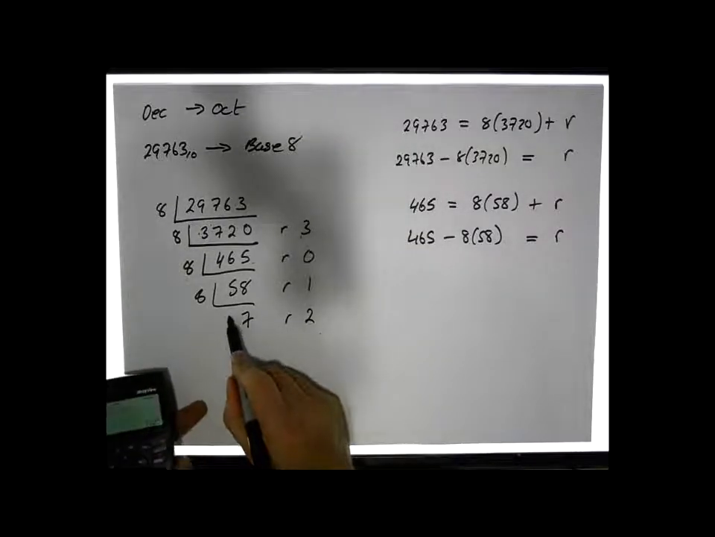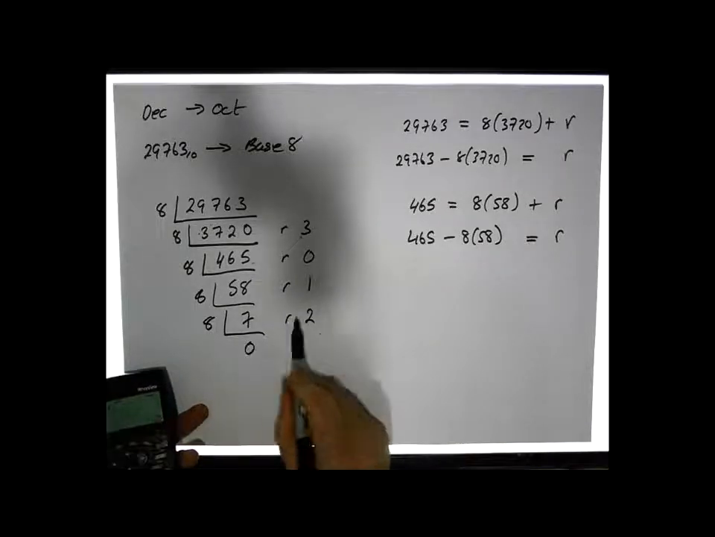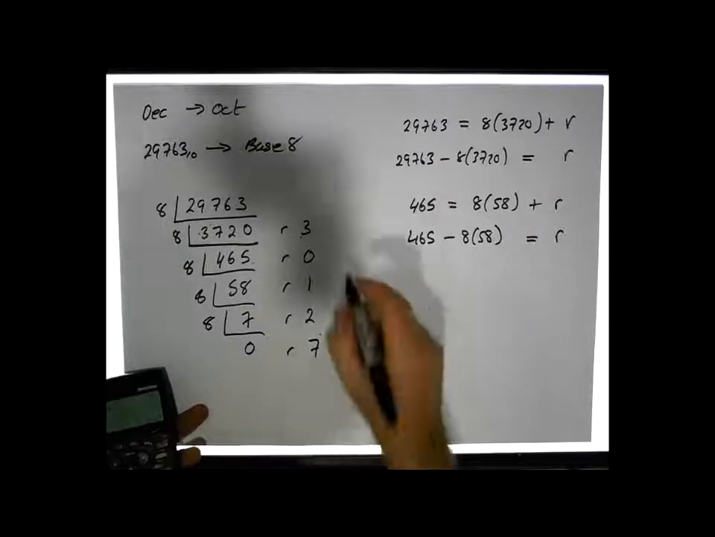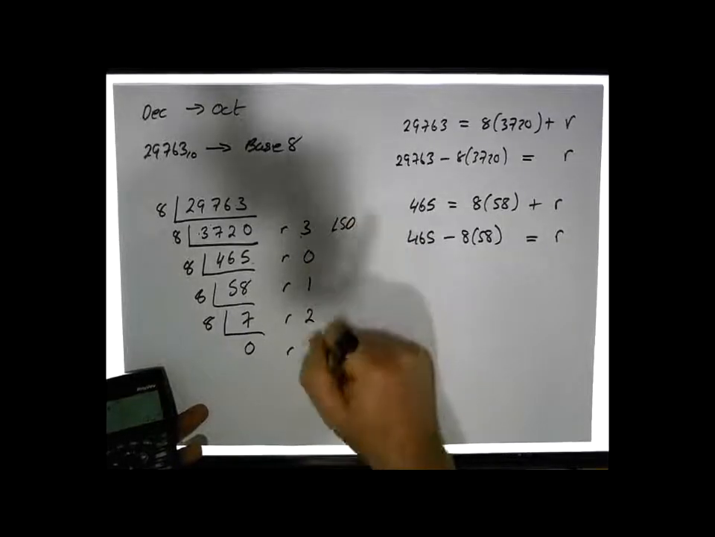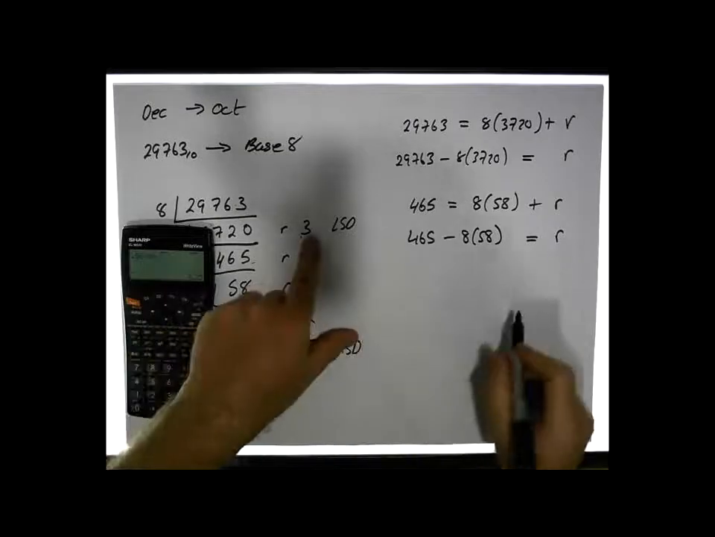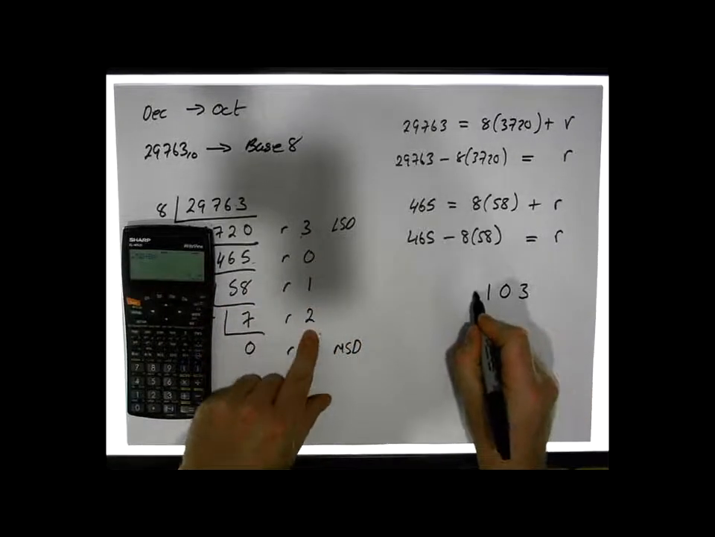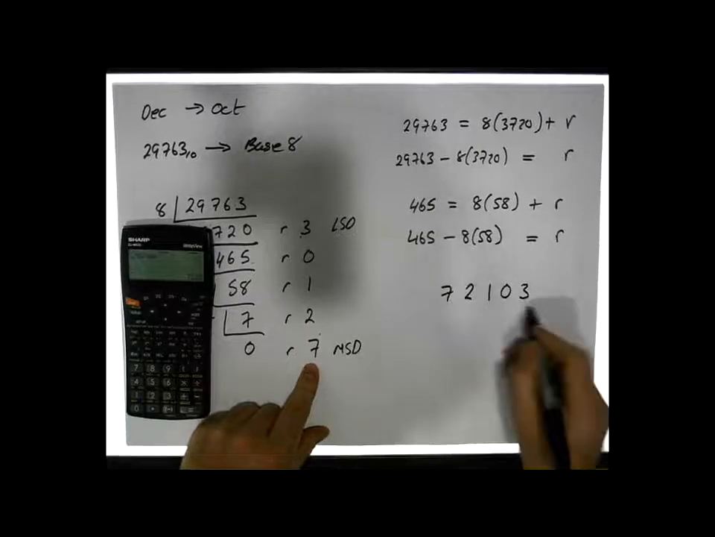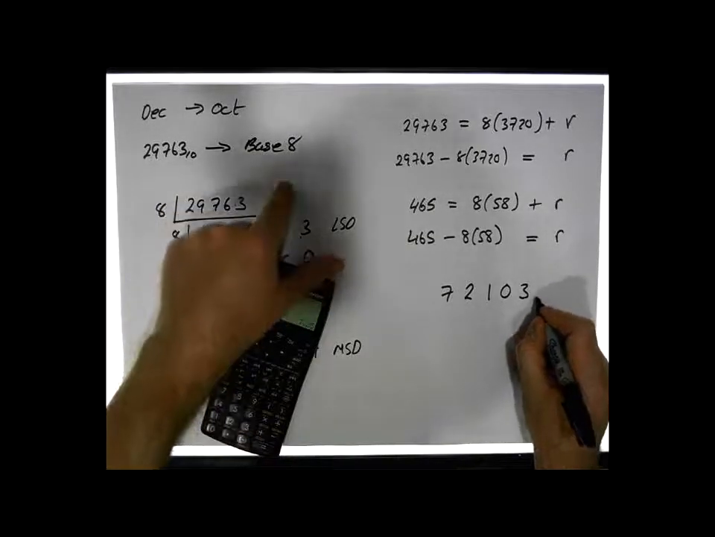And then what we do here is we divide 8 into 7. It won't go, but what's left over is the 7. And once again, this is our least significant digit. This is our most significant digit. And the number that we end up with is, from a least perspective, 3, 0, 1, 2, 7. And this number here, well, we've gone to base 8. So this is in base 8.